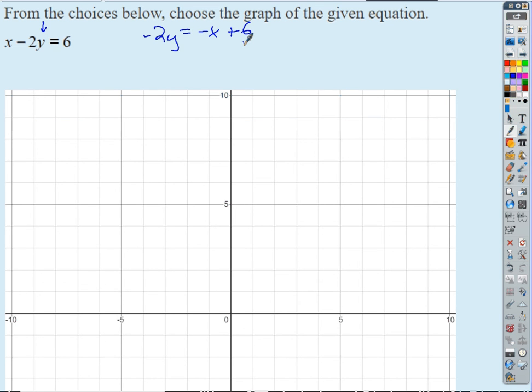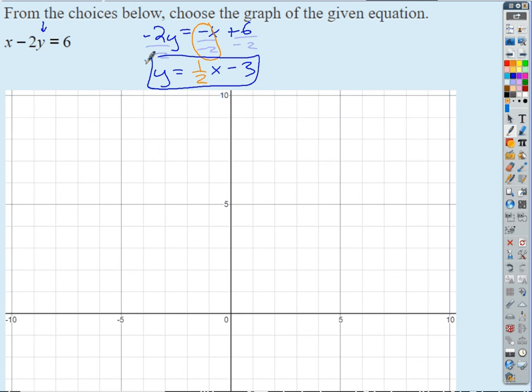Divide by negative 2. Okay, so divide everything by negative 2. And so we're going to get y equals, and then here we just want the ratio of the coefficients. So negative 1 divided by negative 2 is, negative over negative is positive, just 1/2 x. 6 over negative 2 is minus 3. So there would be my equation in slope-intercept form.